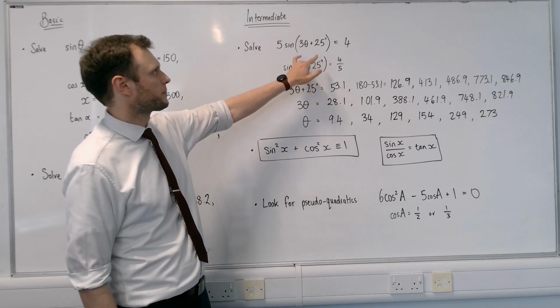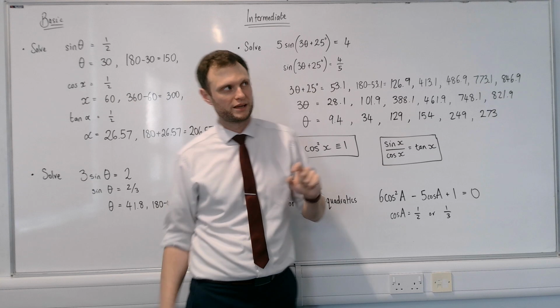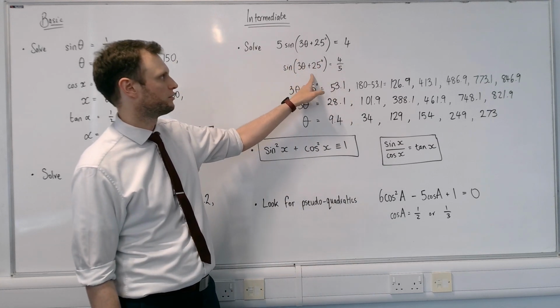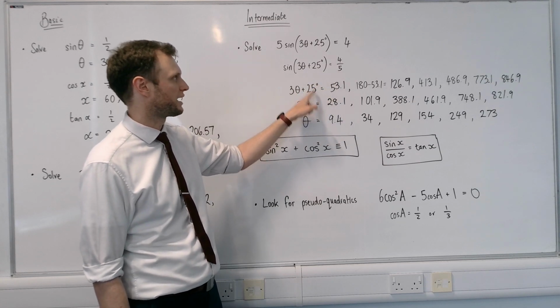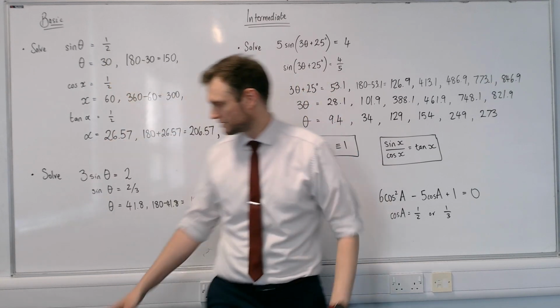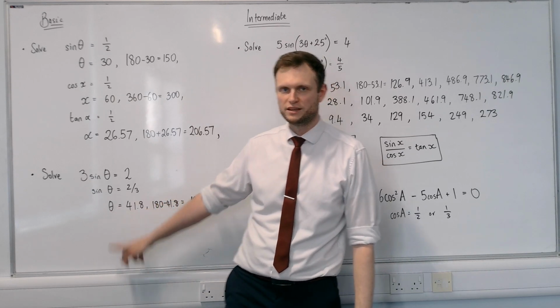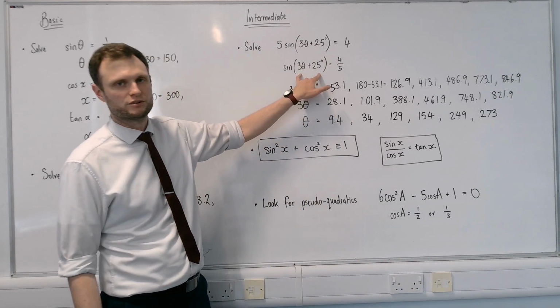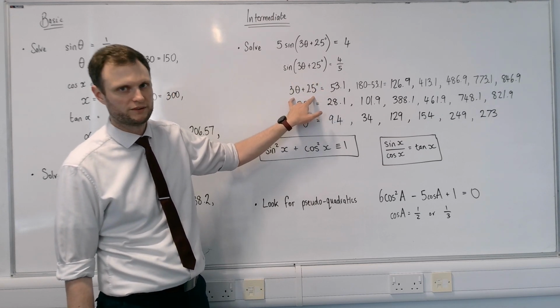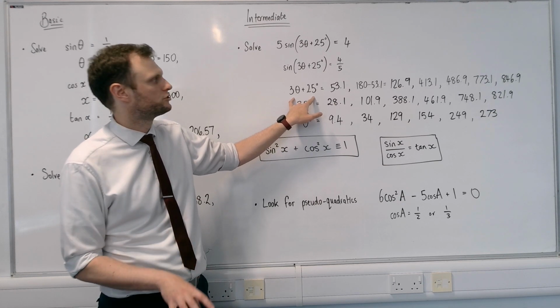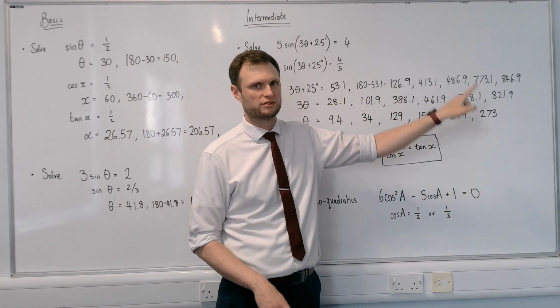To find them, do the same as down here. Make it sine of something equals a number. Inverse sine to get what's inside the brackets. Down here, those were our values of theta. But when it's like this, those aren't our values of theta. They're our values of 3 theta plus 25. But it's at this stage you find your multiple solutions.